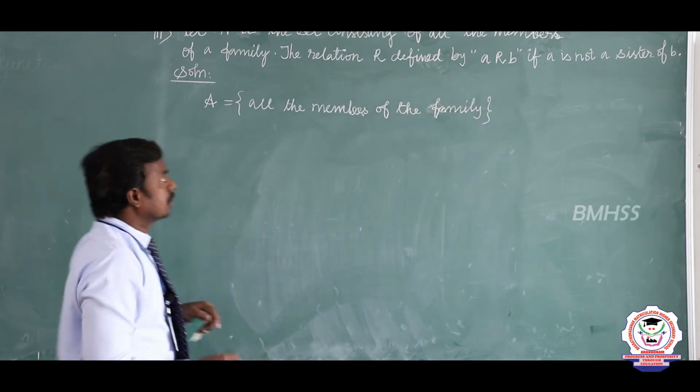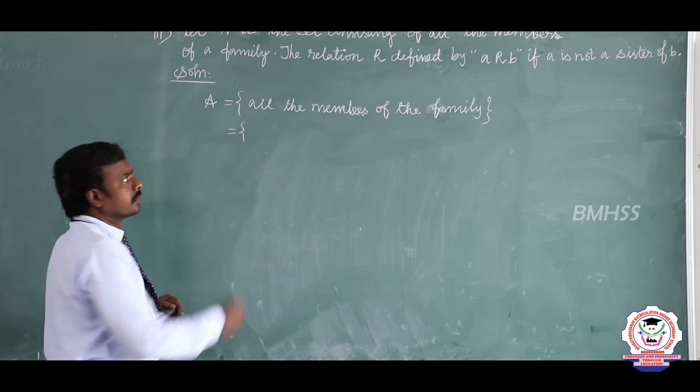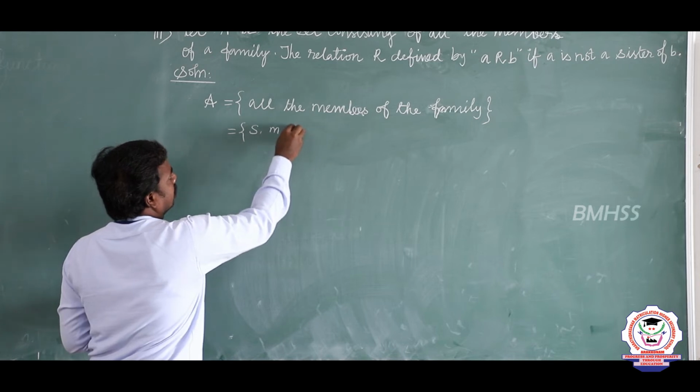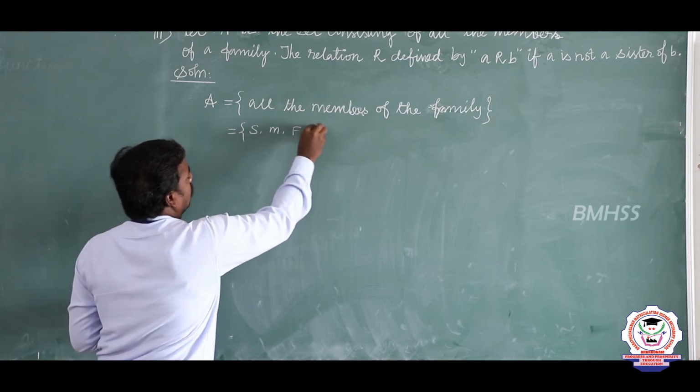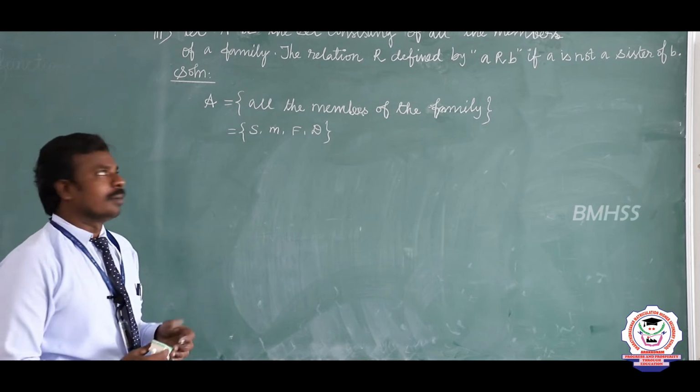From this, who are the members of the family? Son, mother, father and daughter. So these 4 members are the family.